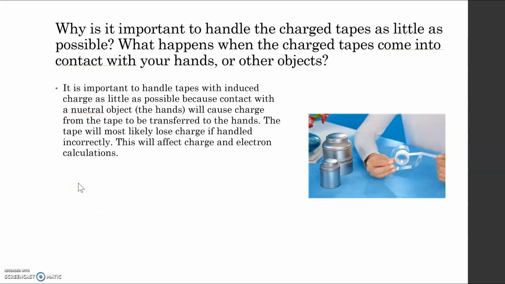The second question we were asked in this lab was, why is it important to handle the charged tapes as little as possible, and what happens when the charged tapes come into contact with your hands or other objects?